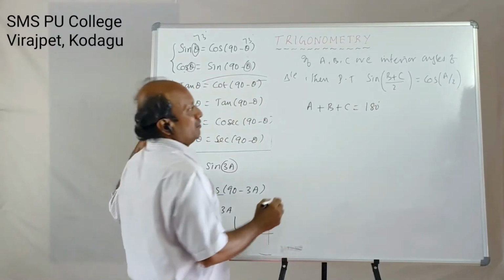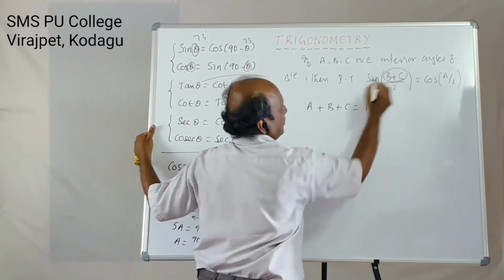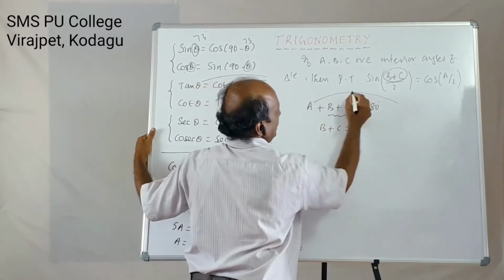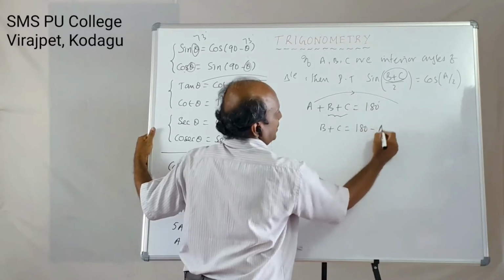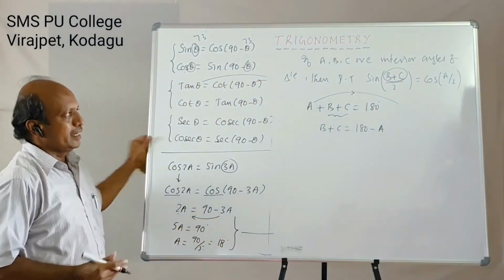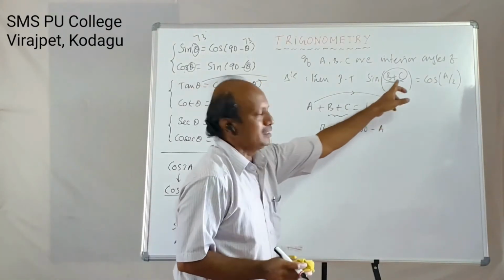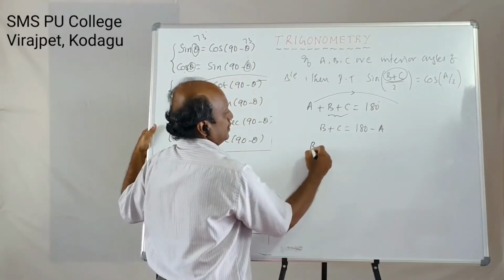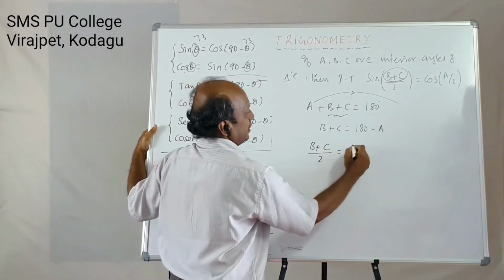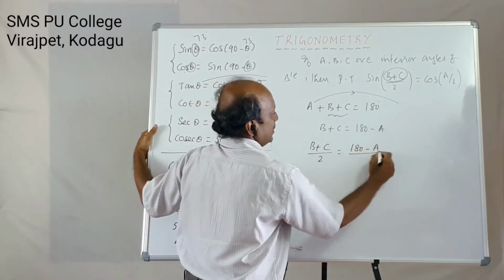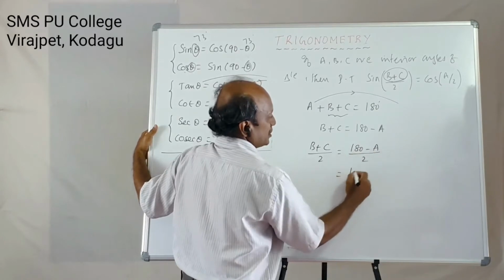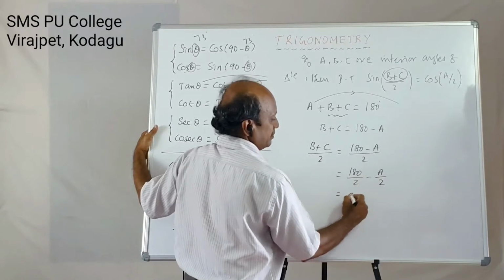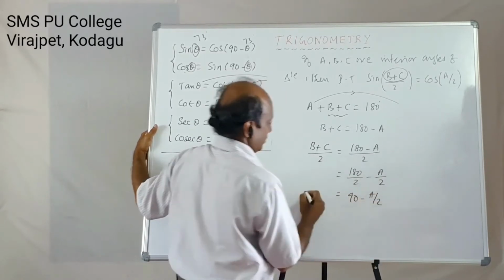Now what do you require? Look at the left hand side. We require B plus C alone. So retain it as it is. B plus C is equal to, shift it, what will you get? 180 minus A. Again, on the left hand side, are we required only B plus C? No. What do you require? B plus C by 2. So divide by 2 on either side. 180 minus A by 2. Now you can split it: 180 by 2 minus A by 2. What is 180 by 2? 90 minus A by 2.